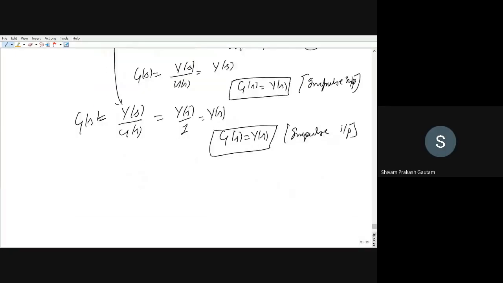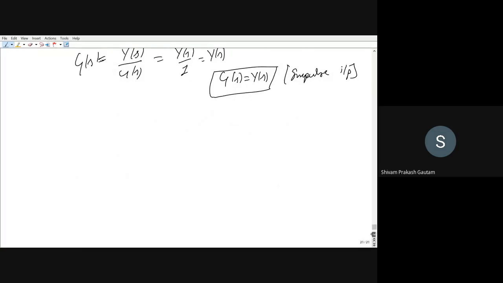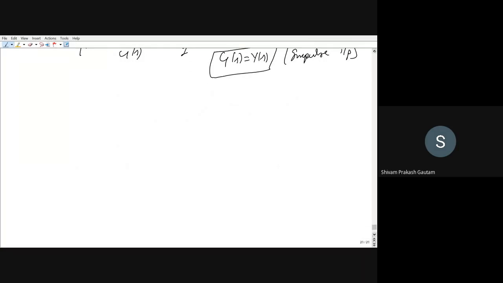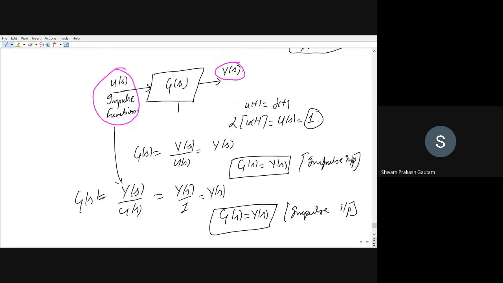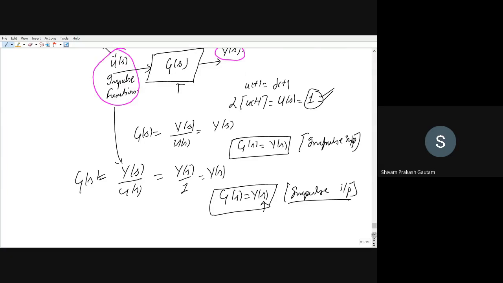So we will be solving examples. If you are not getting it, just keep patience. But this is quite simple. We have a system called G of S. Y of S is the output. U of S is the input. We are providing, as I have told you, an impulse function. The Laplace transform of impulse is 1, which we have already seen. So we put it in the formula that G of S is equal to Y of S upon U of S. So U of S is 1, so G of S is equal to Y of S. So we can say the transfer function is equal to the Laplace transform of the output function for impulse input. This is what it means.